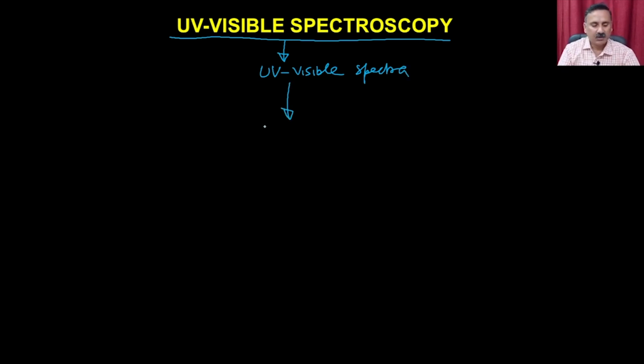So UV visible spectroscopy, as the name suggests, is a technique where you are going to see the range in the UV visible spectra of a compound or of an enzyme, and you will see how it is going to alter. So what is meant by UV visible spectroscopy?